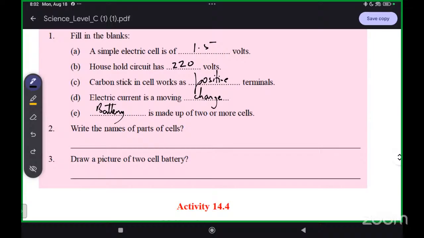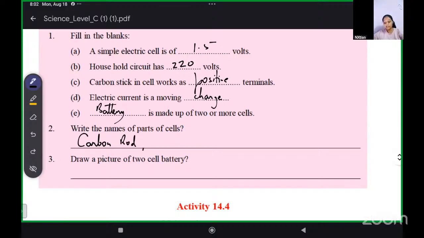Carbon rod, positive terminal, positive and negative terminal. What else? Zinc container, zinc cover.